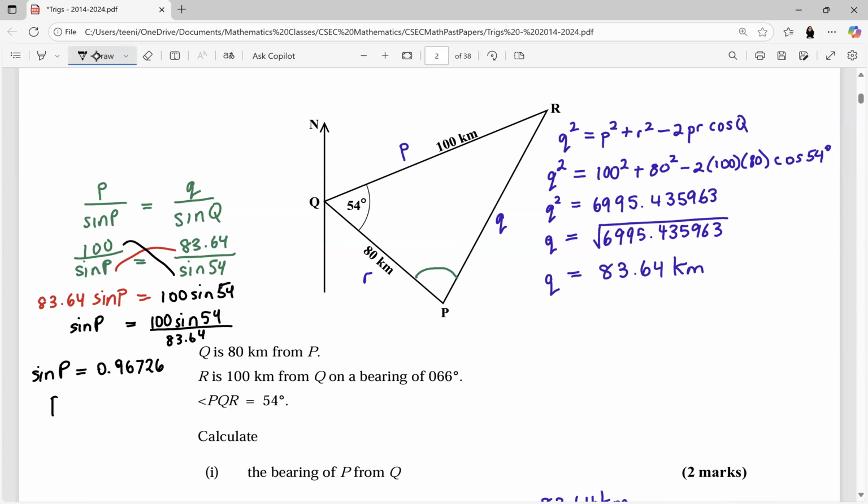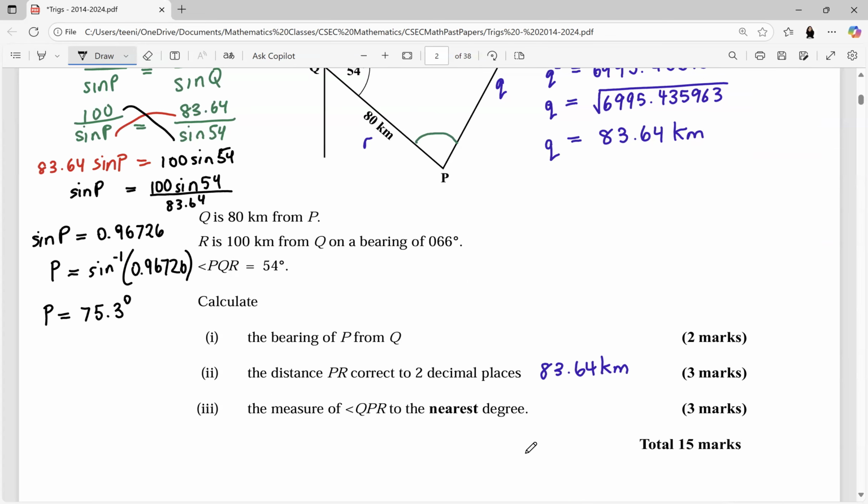Let's check that: 100 sine of 54 divided by 83.64 is 0.96726. So therefore, P, remember, whenever you find an angle, you use the inverse functions of the trigs, right? So we sine inverse 0.96726. That is equal to 75.3. It's at two decimal places, so really 75.30. Oh, never mind. It says to the nearest degree. So to the nearest degree would just be 75 degrees.